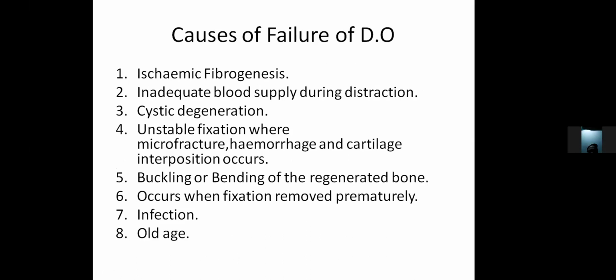What are the causes of failure of distraction osteogenesis? Number one, ischemic fibrogenesis. Number two, inadequate blood supply during distraction. Number three, cystic degeneration. Number four, unstable fixation, where microfracture, hemorrhage, and cartilage interposition occur. Number five, buckling or bending of the regenerated bone. Number six, it occurs when fixation is removed prematurely, and infection, and lastly old age. There are also many other types of factors.